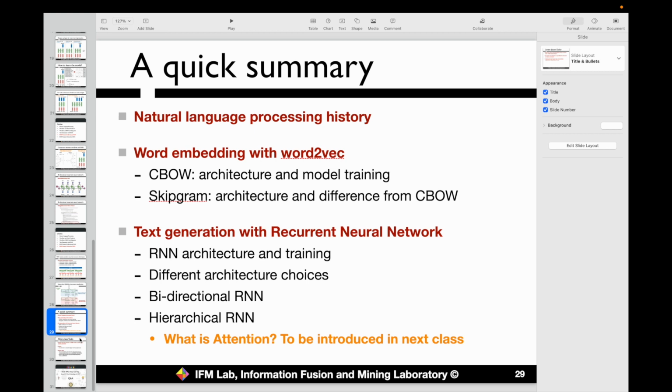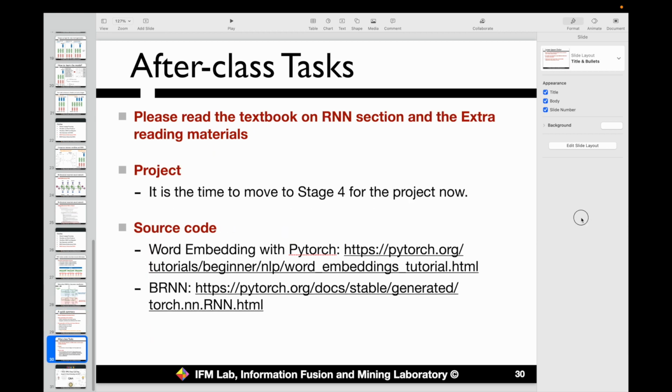Okay, so we also have some after-class tasks for you to do. First of all, please read the textbook section on RNN as well as some extra reading materials we will provide to you. Also, it's time for you to start project stage 4 now. I think you should have enough knowledge already to play with recurrent neural nets to do both document classification as well as generation. We also provide you with some links to source code for word embedding with PyTorch as well as bidirectional recurrent neural nets. You can play with them if you have time.